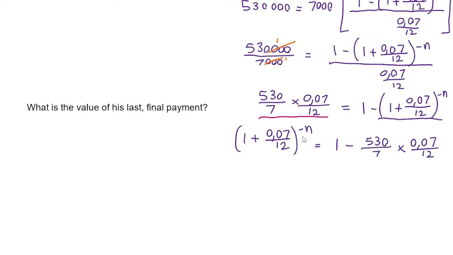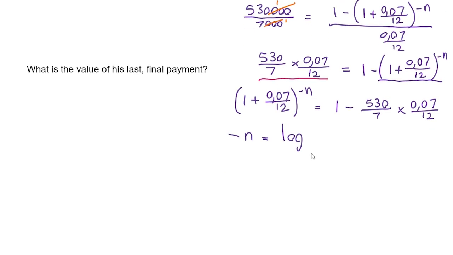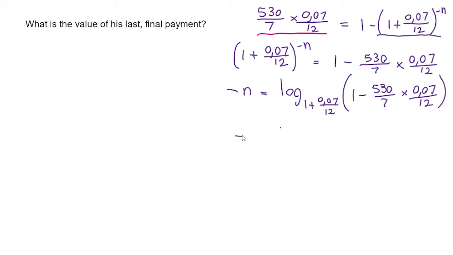Next up, we're going to use logs. The negative n will equal the log base 1 plus 0,07 over 12 of all of this stuff: 1 minus 530 over 7 times 0,07 over 12. And let's put that into our calculator and see what we get. And what we get is negative n is negative 100,2. So n is 100,2.